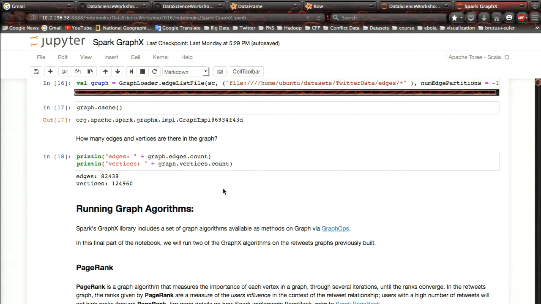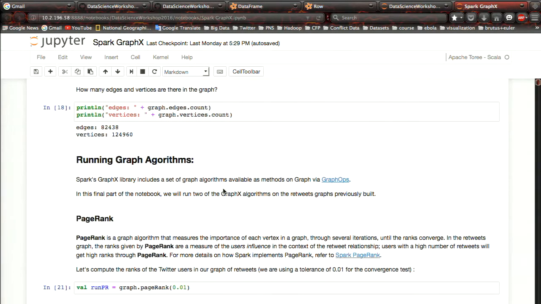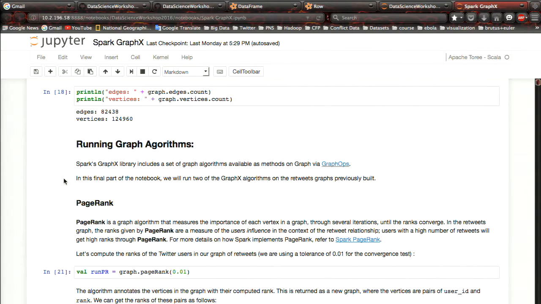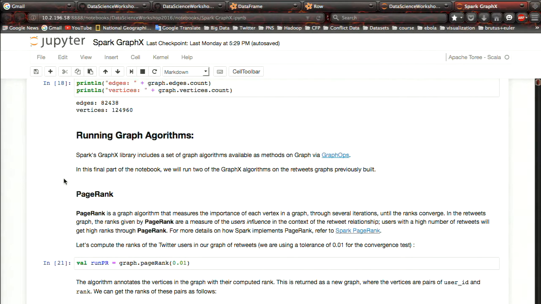And we will do some basic stuff on the graph. First, we will print how many edges, so how many relationships, retweet actions we have in the data set, and also how many nodes we have in the graph. And then we will run two algorithms. So the first one is PageRank.